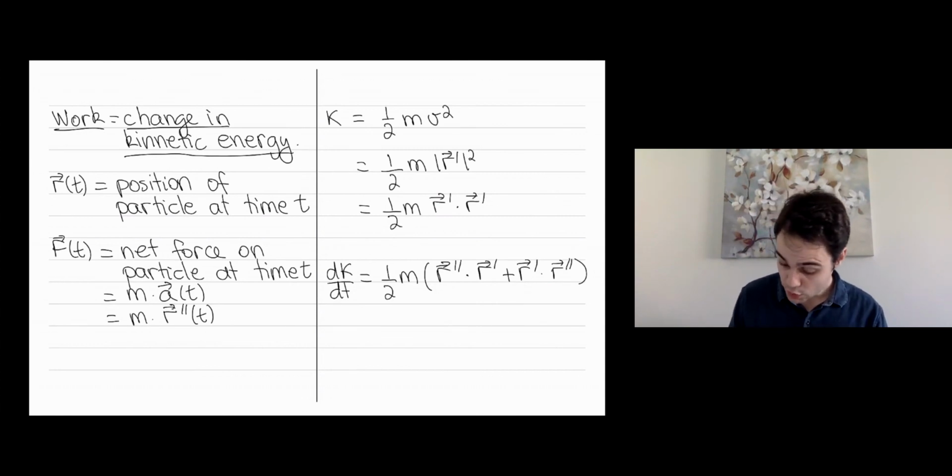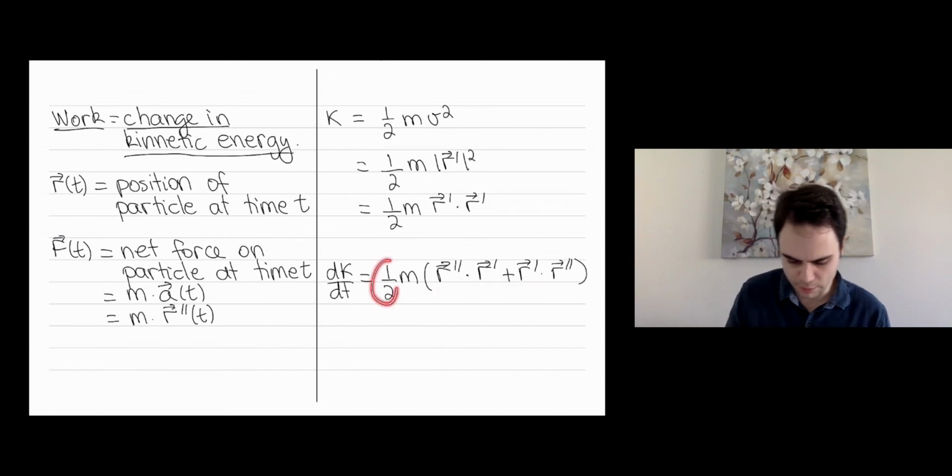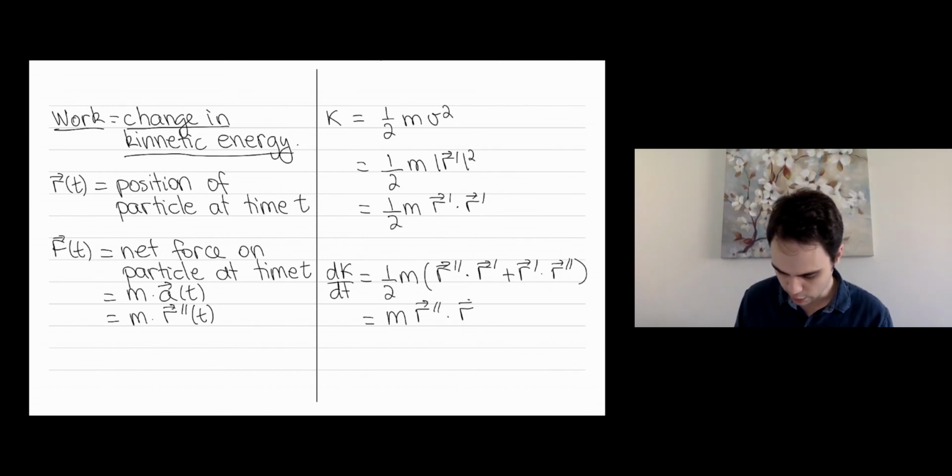And now note that I can do away with the factor of 2 in the denominator, because this is equal to this, right? If I take the dot product of two vectors, the order doesn't matter. So here I'm adding twice the same thing and then dividing by 2. I can just take that away. So the 1/2 goes away. I'm just left with m times r double prime times r prime.